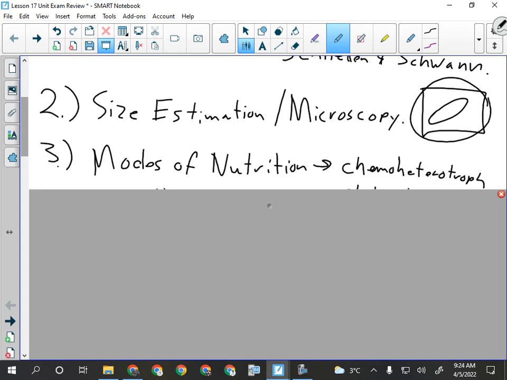Modes of nutrition. Definitely going to be some multiple choice questions about that, and you could probably work it into 1 or 2 written response questions as well. Remember, the 2 modes of nutrition are photoautotrophs and chemoheterotrophs.